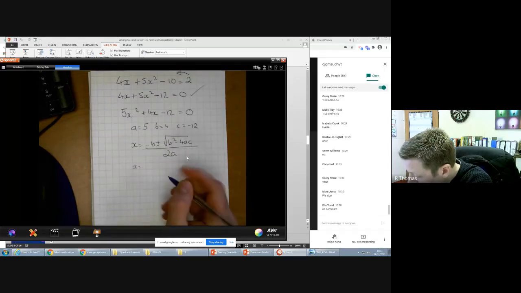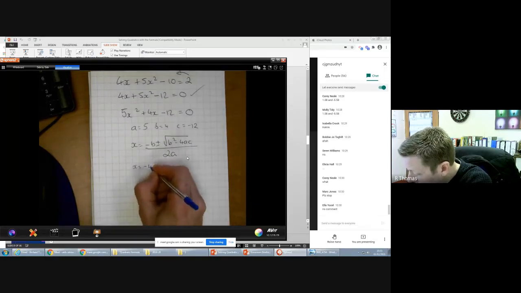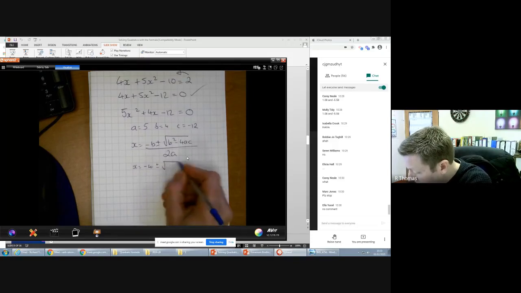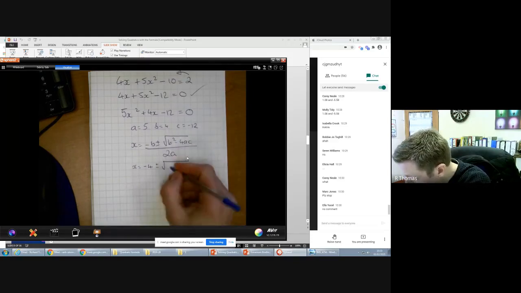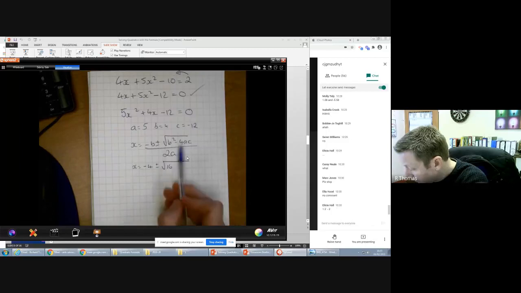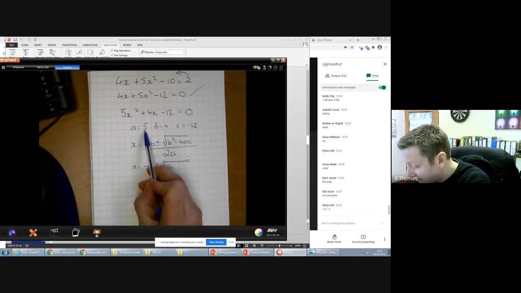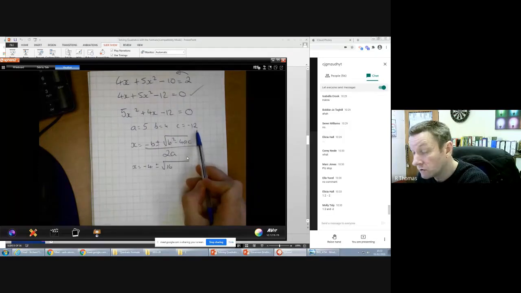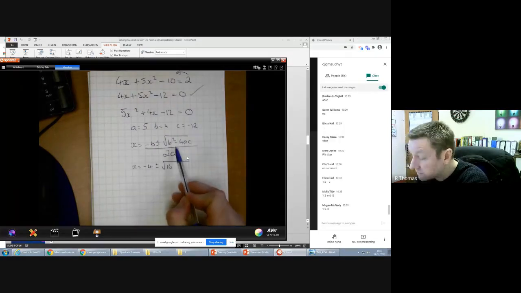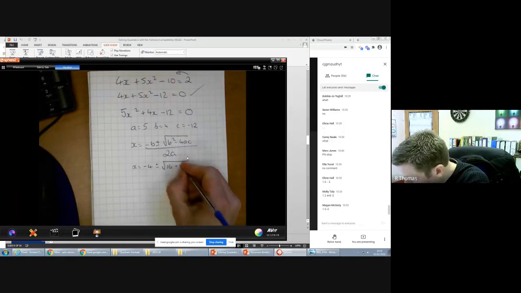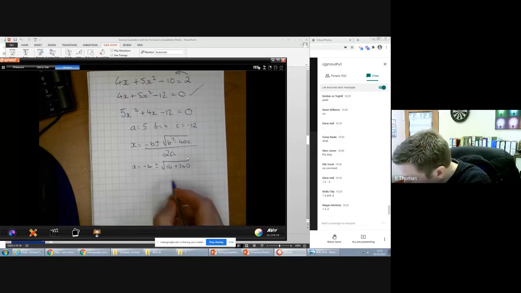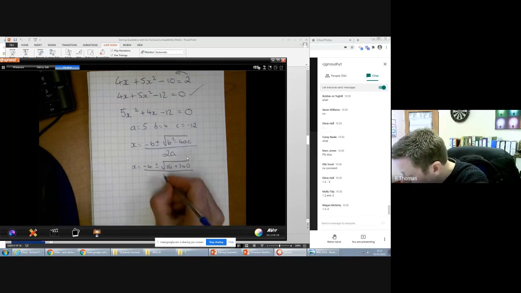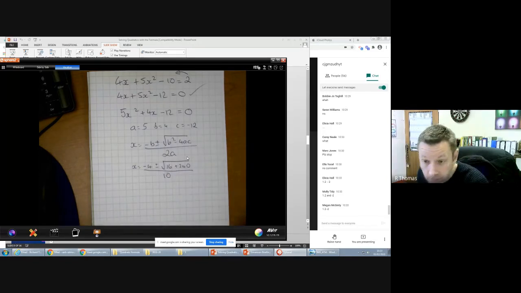So x equals -4 plus or minus the square root of, right, 4 squared is 16. 4 times 5 is 20. 20 times -12 is -240. Minus minus is plus 240. And all of that is over 2 5s, which is 10.